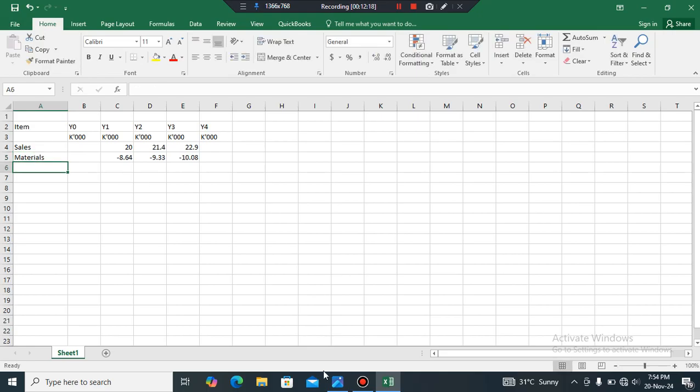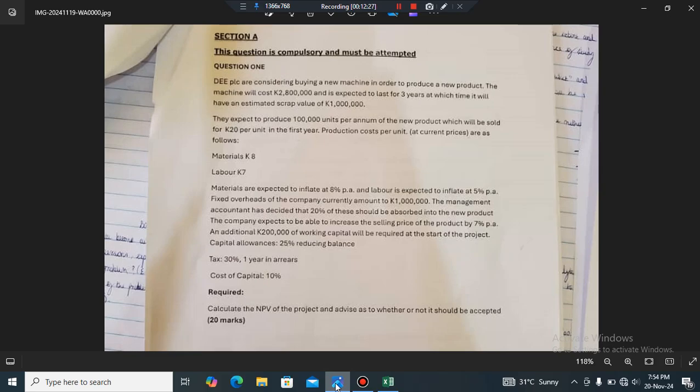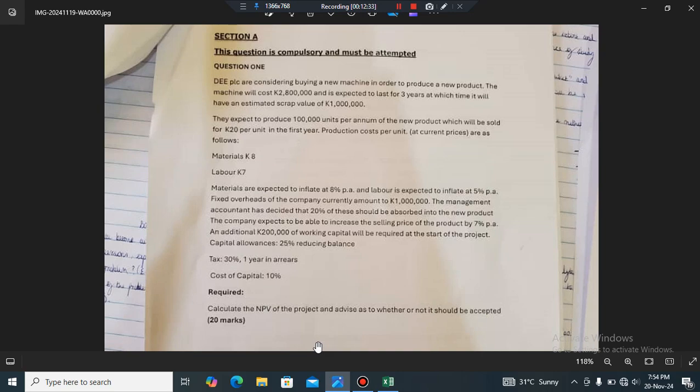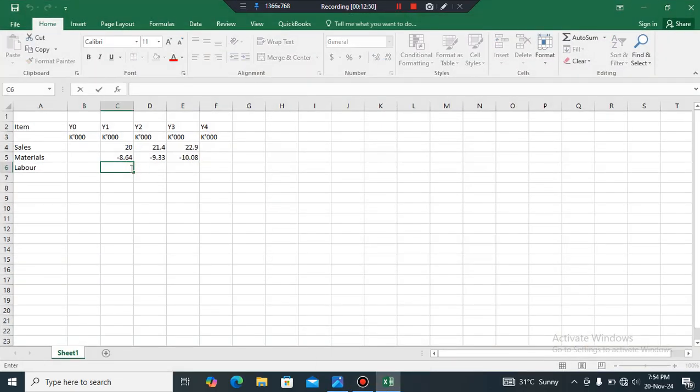Right? What's next? The next thing is labor. Labor cost is 7 kwacha. And this 7 kwacha is the current market price and it's being inflated, right, starting from year 1. So we've got 7 times. It's been inflated starting from year 1. What's the inflation? 0.5. Let's just say 5%. So it's just 7 times 1.05. It's going to give us 7.35. So in brackets, you say 7.35.